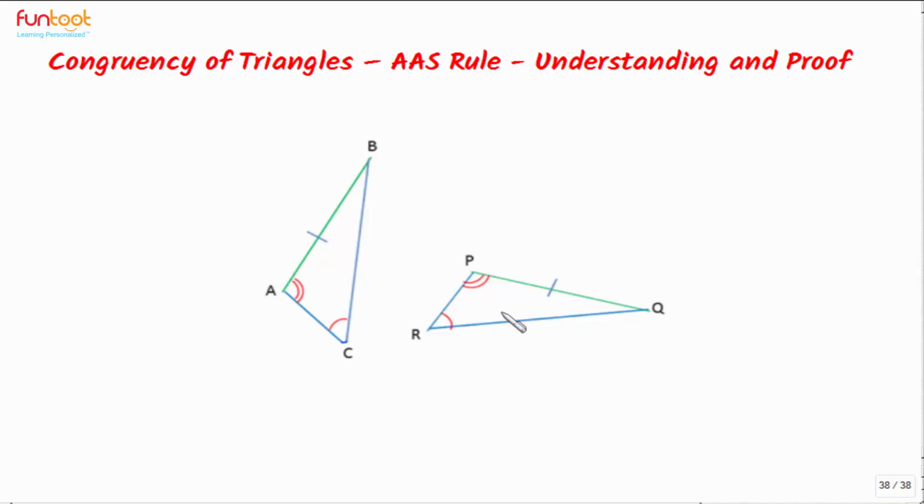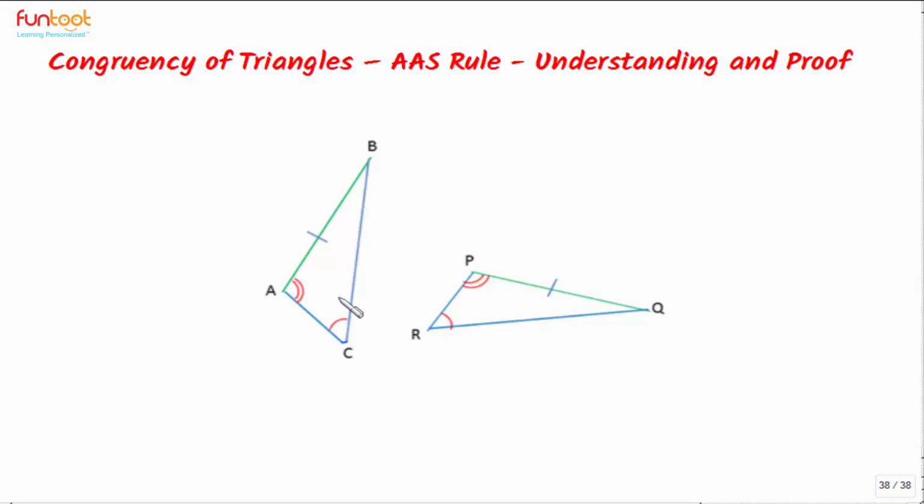Here in this picture, we have two triangles, triangle ABC and triangle PRQ. In these two triangles, one pair of corresponding sides is equal, so we can see here that AB is equal to PQ, and two pairs of corresponding angles are equal. Can we use the ASA rule to verify whether these two triangles are congruent or not?